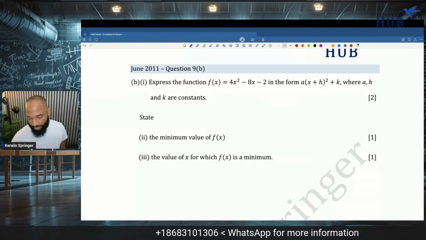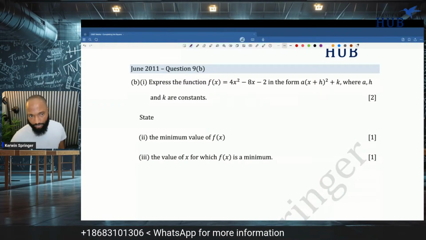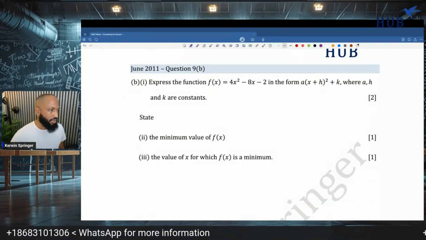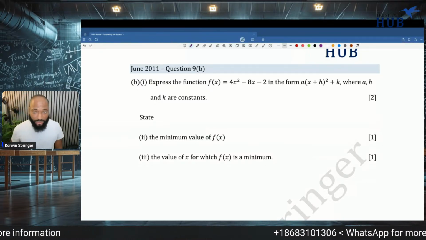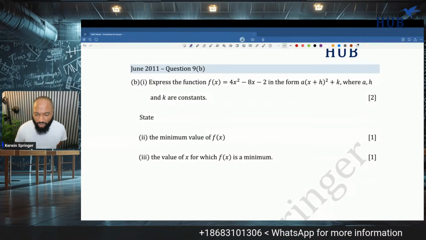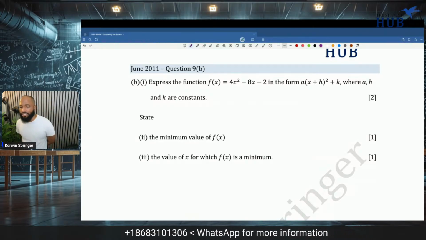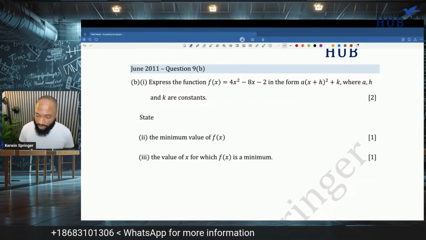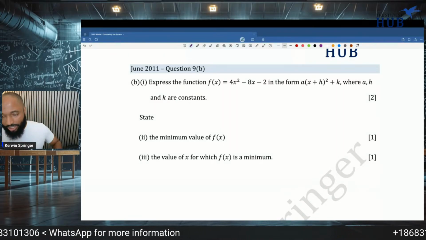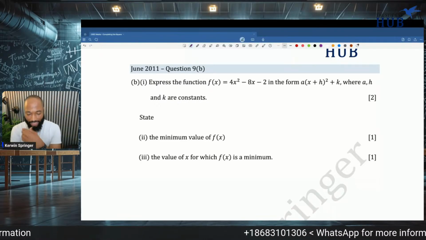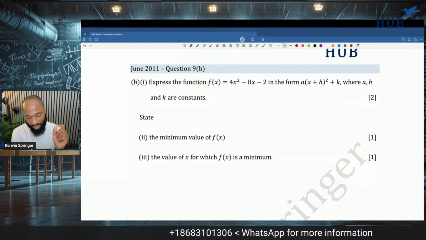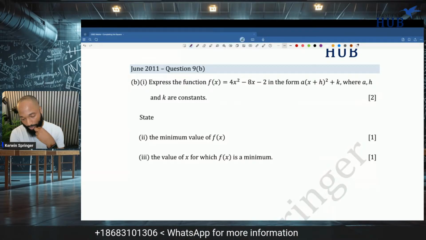All right, so we live on TikTok. What's up? We are doing completing the square revision. This is for CSEC students. So express the function f of x is equal to 4x squared minus 8x minus 2 in the form a into x plus h squared plus k. This is our classical here. Normal, familiar, home territory. State the minimum value of f of x and the value of x for which f of x is a minimum.